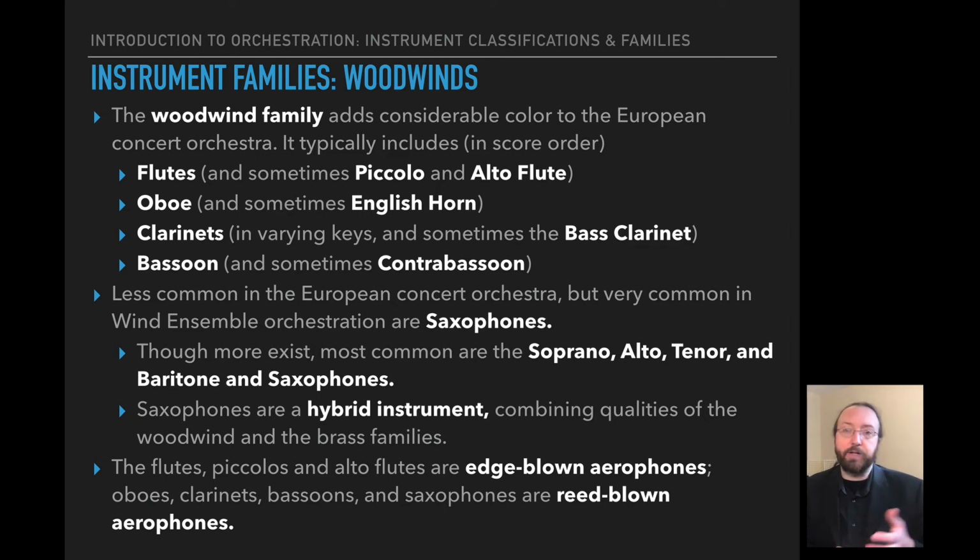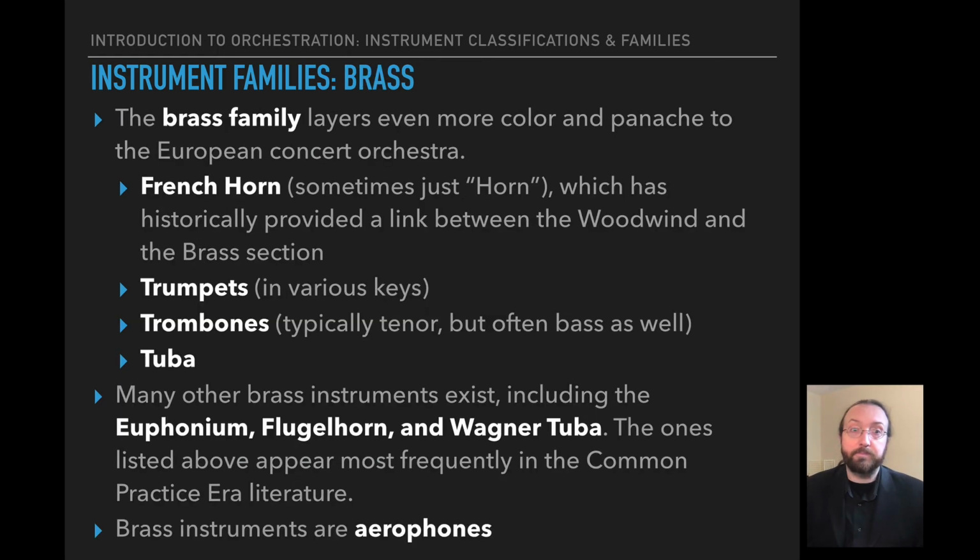Saxophones are a hybrid instrument combining qualities of the woodwind and the brass families. The flutes, piccolos, and alto flutes are known as edge-blown aerophones. Oboes, clarinets, bassoons, and saxophones are reed-blown aerophones. So these will have slightly different colors because they're producing sound in slightly different ways, but they will often blend together and be used together because they're all aerophones.